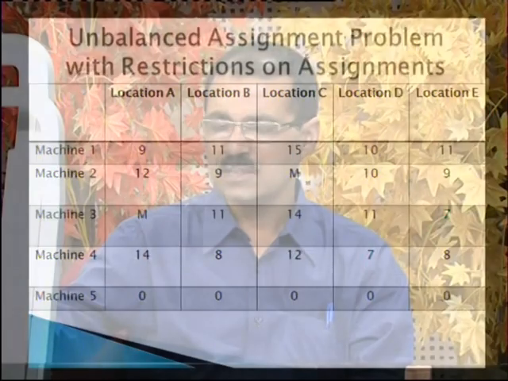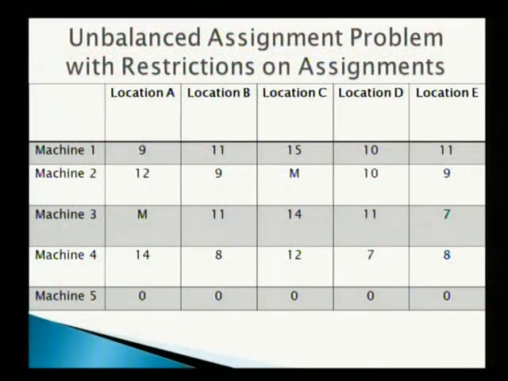So again, we'll solve this on Teletop. We look at the data again, what we have. This is our unbalanced problem, and once again, as you know, this is a minimization case, though it's not very complex. What we have is 5 machines, 1, 2, 3, 4, 5, and 5 locations. They are A, B, C, D, and E.